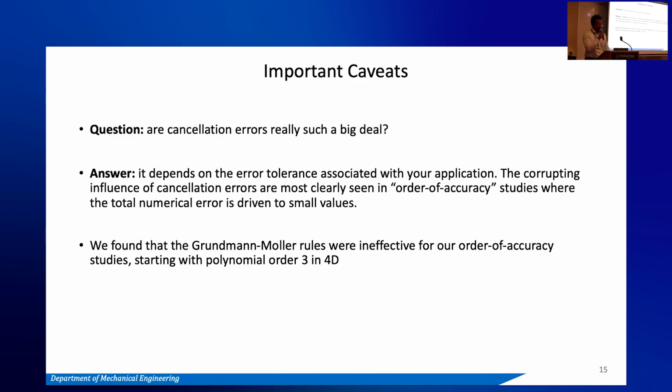So if you learn nothing else from this presentation, it's don't use these rules under any circumstances if you're doing an order of accuracy study in dimensions greater than 3. Okay. Otherwise, your implementation will magically work for first order and second order and then stop working for third and higher orders, and then you'll spend several months trying to figure out why. All right.